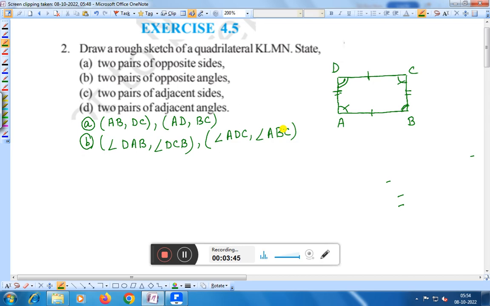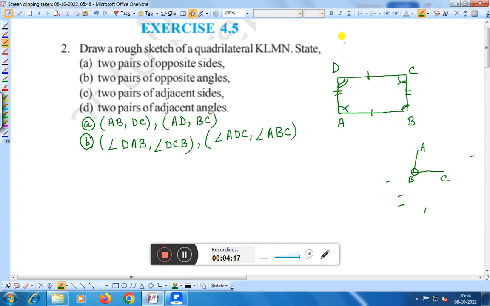Now, two pairs of adjacent side. What is the meaning of adjacent side? Adjacent side means that there will be one point common. Suppose we have taken two lines. Here you take one line, here you take another line, right? A, B, C. Here you see B is common to both AB and BC. Therefore, AB and BC are adjacent side, right?